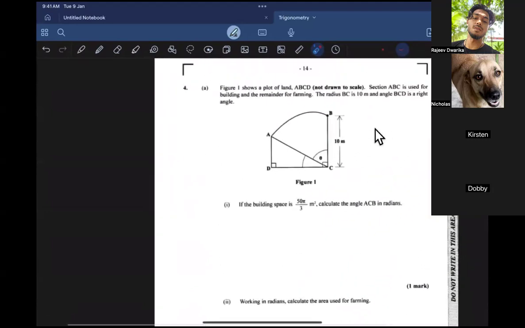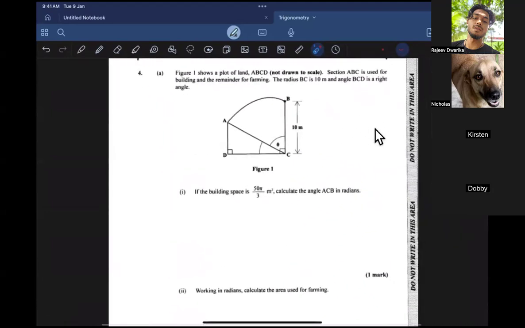Okay. I want you all to do this question by yourself. 10 minutes. Just remind me, what are the main formulas you need to know? The area of the sector and the length of the arc. Length of the arc, L, is equal to r theta. You need to know that.